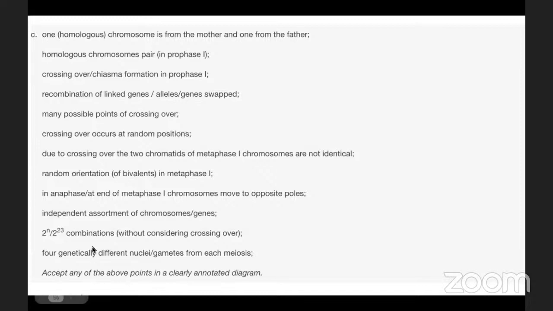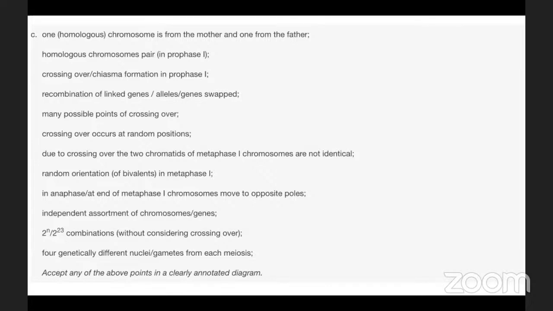So this would create how many? 2 to the power of n, ataupun 2 to the power of 23 combinations without considering crossover. Maknanya kalau crossover tak berlaku pun, kita akan ada 2 to the power of 23 combinations. That's large enough. With crossing over, jauh lagi banyak. And we will have 4 genetically different nuclei gamete from each meiosis. And if each meiosis berlaku lagi banyak. So that's how you explain how meiosis will have an infinitely different combination for gametes.